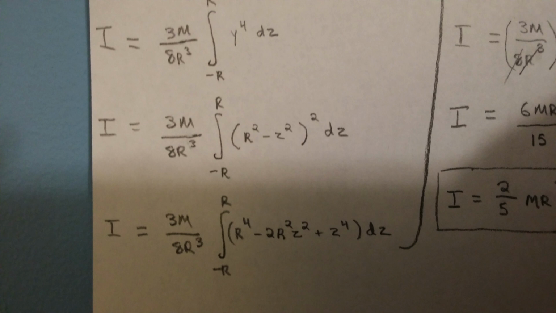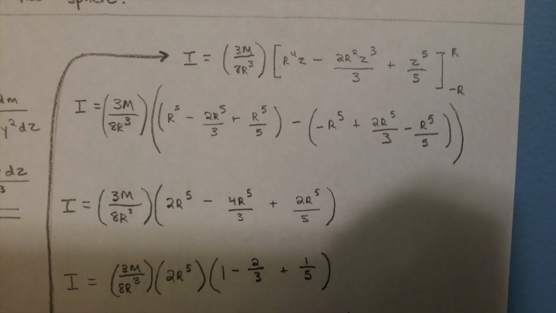Now that we have this quantity squared under the integral, we can expand and we see that now finally under the integral we have r to the 4th minus 2r squared z squared plus z to the 4th dz. Once we have the polynomial in terms of z under the integral, we can go ahead and integrate. Once we take the integral, we see that we get r to the 4th z minus 2r squared z cubed over 3 plus z to the 5th over 5 evaluated from negative r to r.